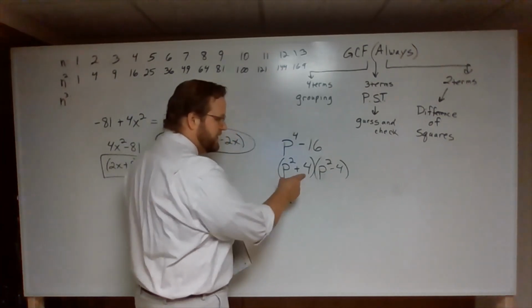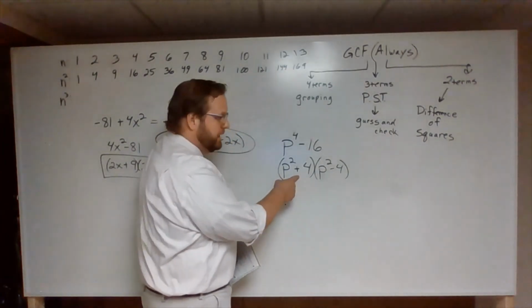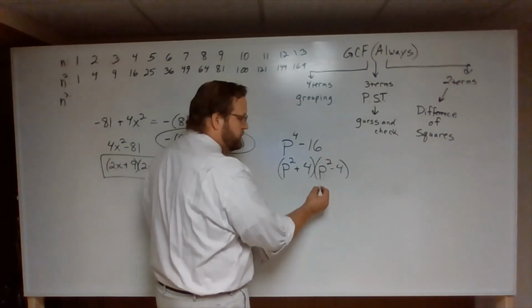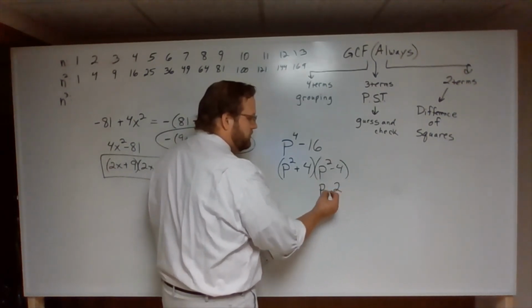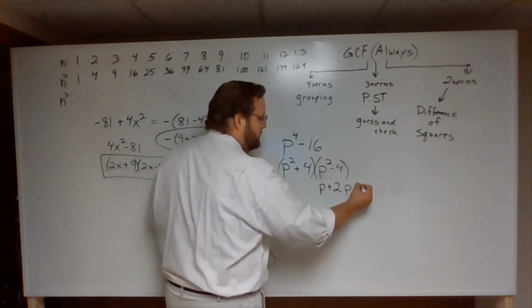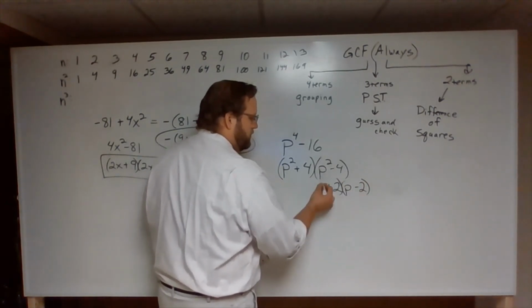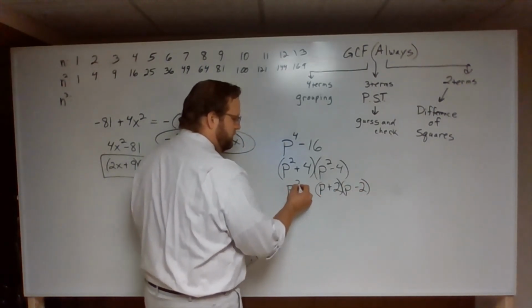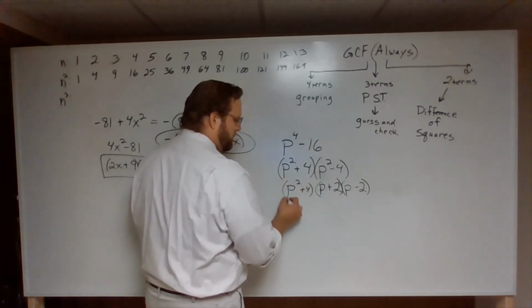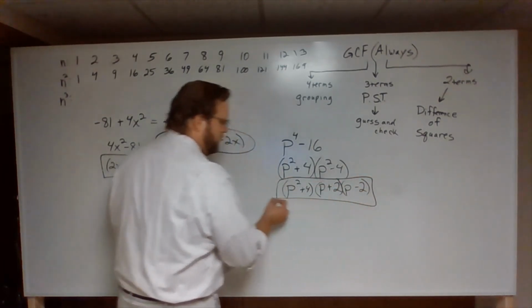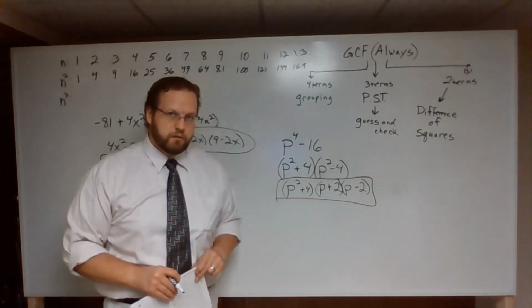This right here is a sum of two squares. I can't do anything else with that. But this, square root is p, square root is 2, add them, subtract them. Don't forget, this is still part of it. And there's your answer. Okay?